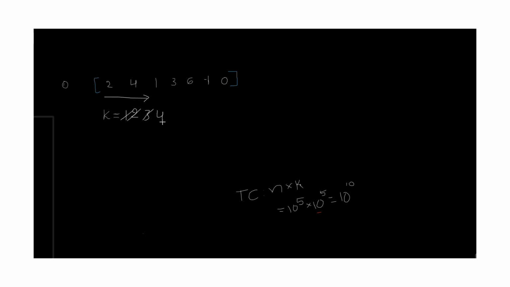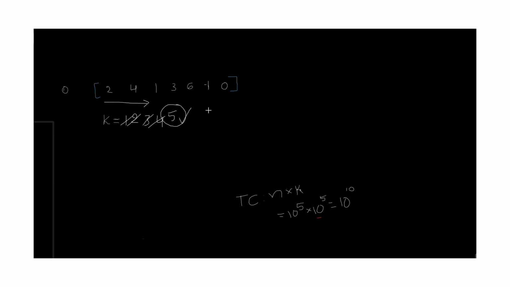Now I will again check whether 4 is available in this nums array or not. Yes, it is available. Now I will increment by 1, so it becomes 5. Now I will check whether 5 is available in this nums array or not. No, it is not available. So your answer will be 5.